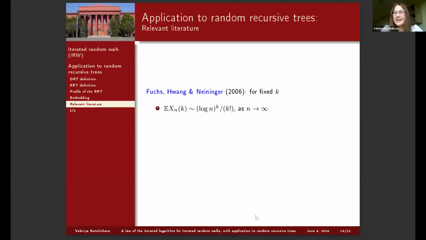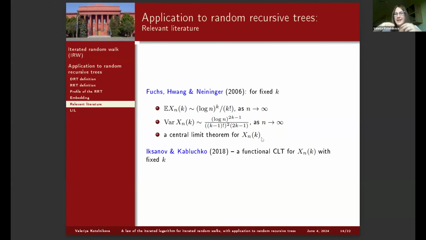And before going to the law of iterated logarithm which we obtain, let's overview some results which have already been known before us. So the first bunch of results is from a paper from 2006 by Fuchs, Hwang, and Neininger. They have found there, for fixed generation k, the asymptotic behavior of the profile, the variance of the profile, and they have proven a central limit theorem for the profile. Then there was the aforementioned paper from 2018 by Iksanov and Kabluchko, where they have generalized the result by Fuchs, Hwang, and Neininger by proving a functional central limit theorem for the profile.